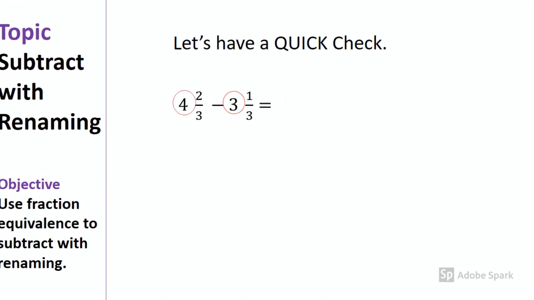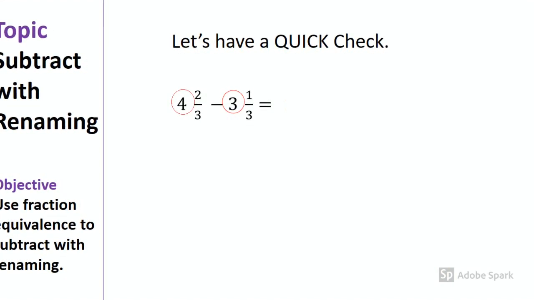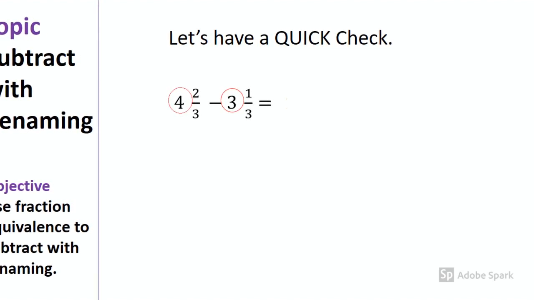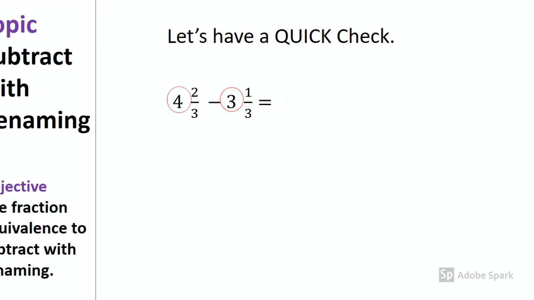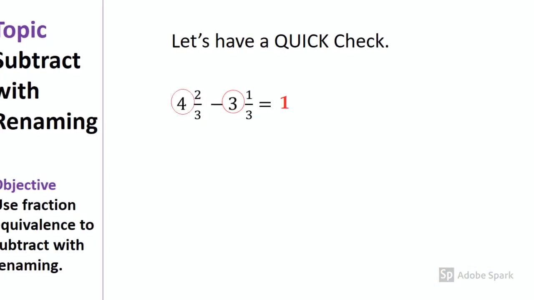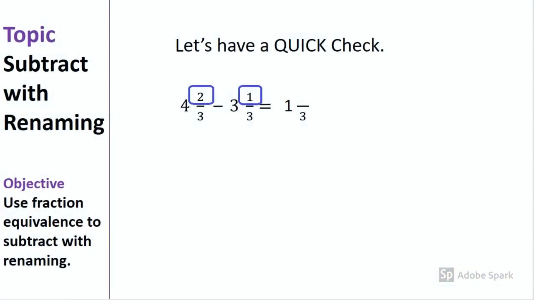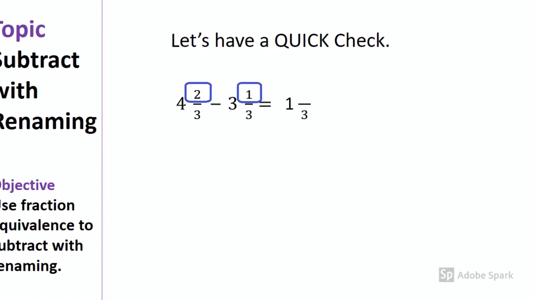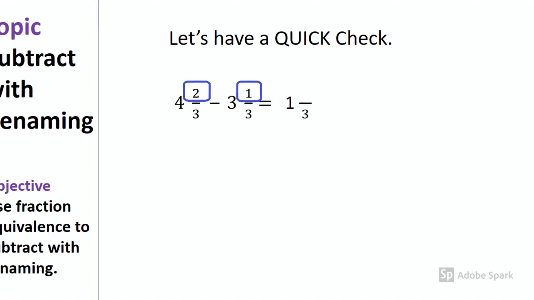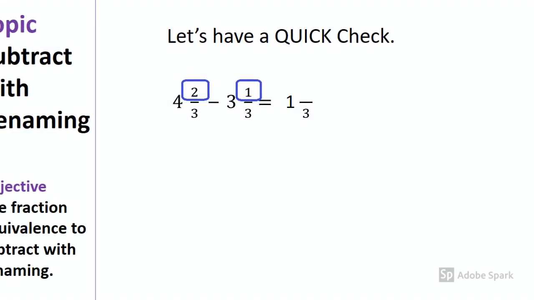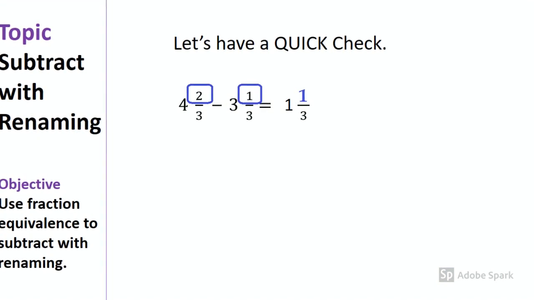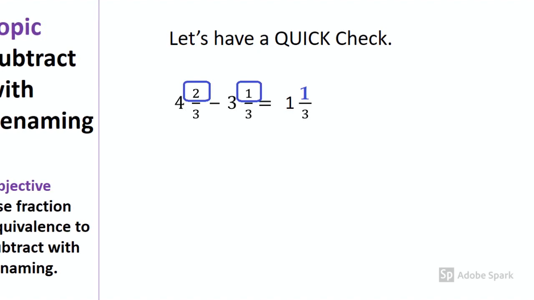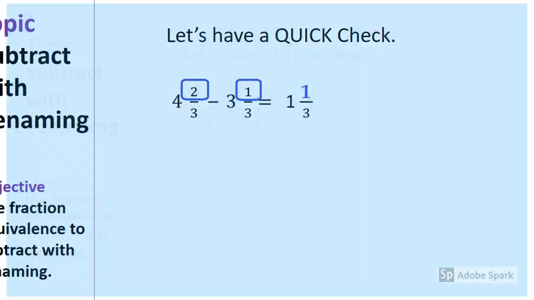If we are going to check on the fractions, the denominators of the fractions are the same. Therefore, we can work right away on the whole numbers. 4 minus 3 is 1. Now, we can work on the numerators since we are going to retain the denominators. 2 minus 1 is equal to 1. Therefore, 4 and 2/3 minus 3 and 1/3 is equal to 1 and 1/3.